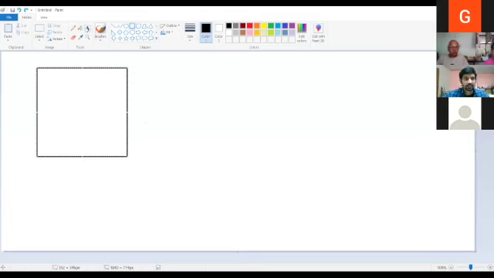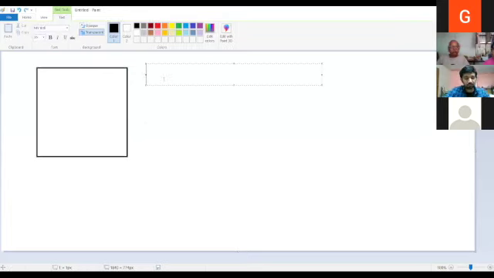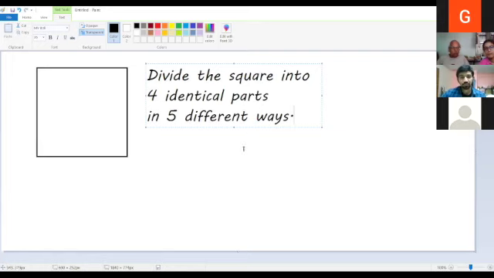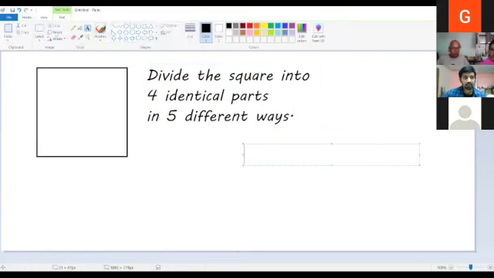So the question is this: you have to divide the square into four identical parts, but you have to do it in many different ways. So you can maybe draw it on a piece of paper, and then send the photo, or you can also draw it on your computer and share your screen.